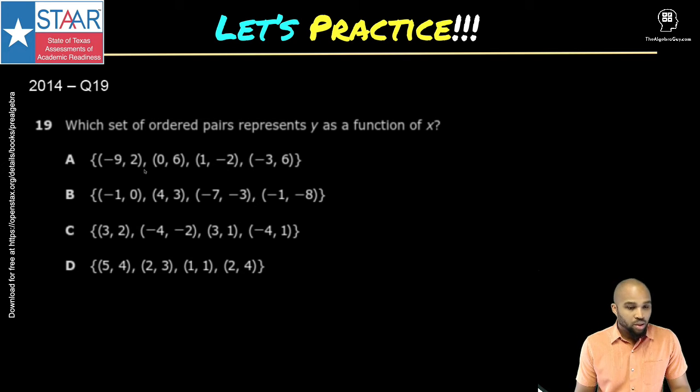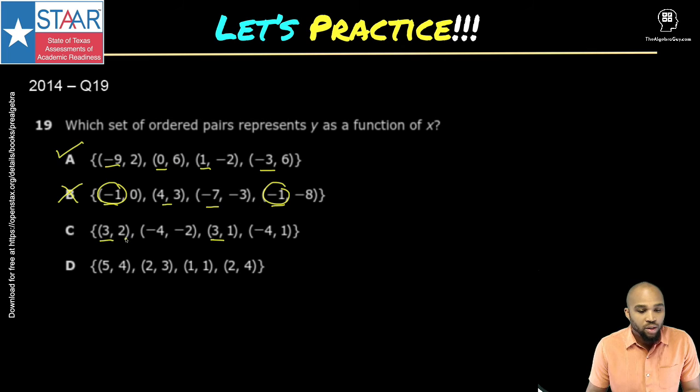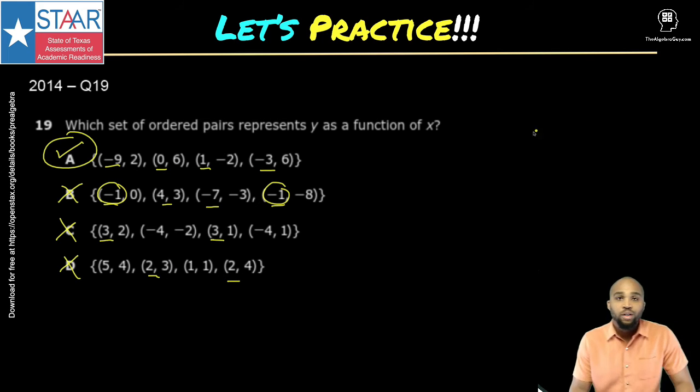All right, first I'm just going to glance through and look for the x values. Are any of these repeating? No. So this says which set of ordered pairs represents y as a function. So this one's looking pretty good. -9, that looks like it's representing a function. I got -1, 4, -7. Oh, I got -1 repeating twice with different y's, nope, that can't be it. 3, -4, oh, I got 3 repeating twice with different y's. Nope, that can't be it. 5, 2, 1, 2. I got 2's repeating twice with different y's. Nope. So our only clear answer is A, 100%.